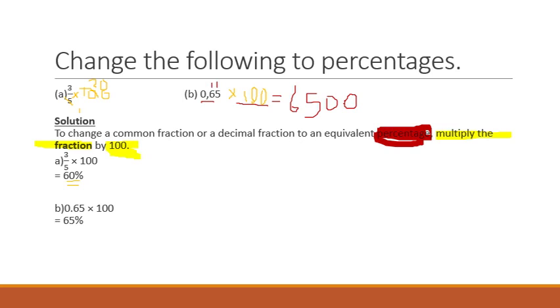Let's come to our answer. We also count from the last or from the unit, 1, 2. Our comma must come here. So it becomes 65. As you can see here, our answer is 65%.